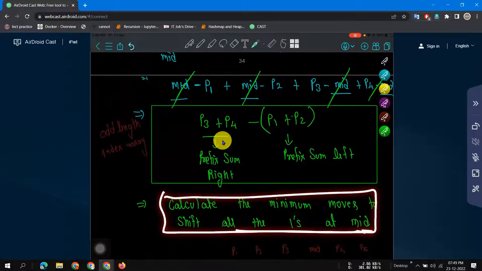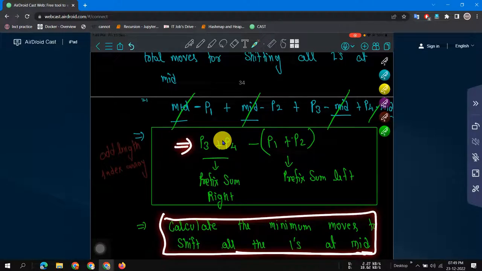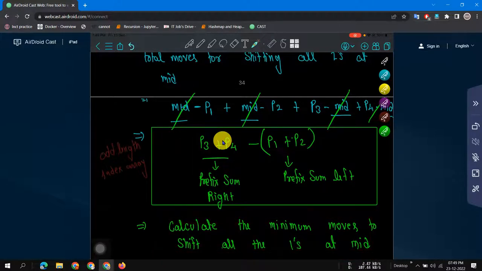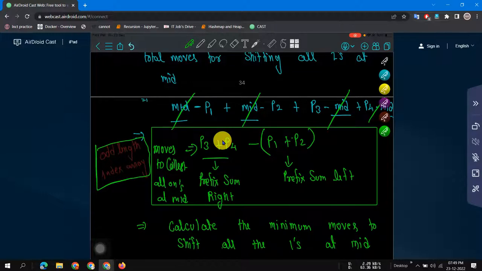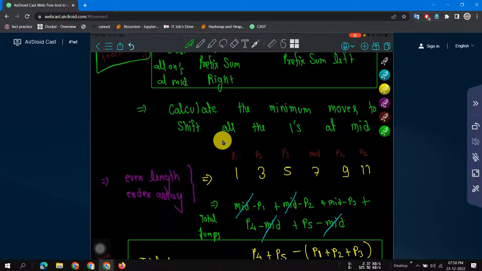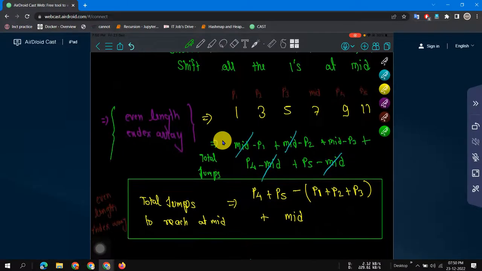So how can we do that? This is our minimum moves we have already calculated. This is our moves to collect all ones at mid. And this is when the index array length is odd. But what happens when the index array length is even?